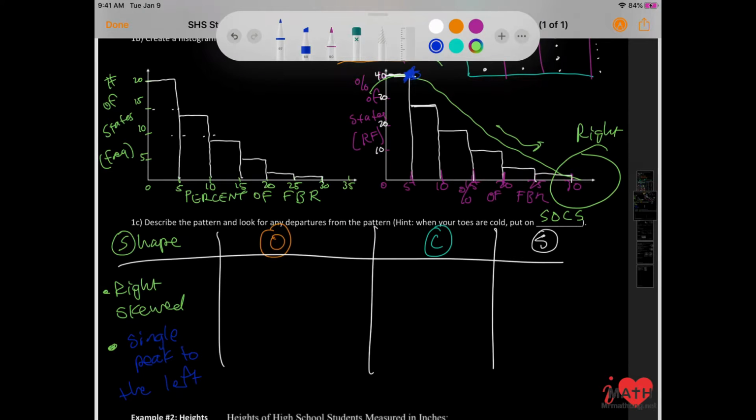That kind of represents the states. Most of the states are between 0 and 5% of foreign-born residents.